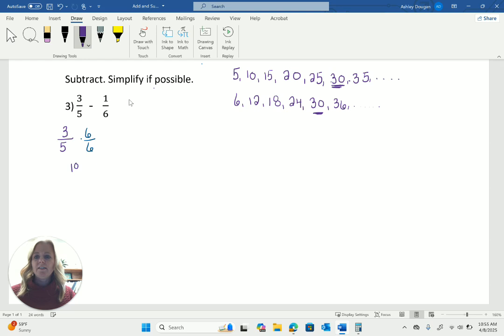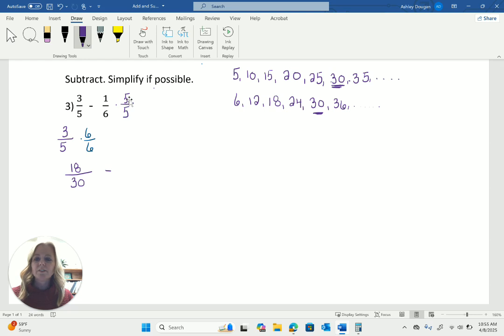6 times 3 is 18. 5 times 6 is 30. So my new fraction would be 18/30. And I'm subtracting. And then I look at the second fraction, it's 1/6. I want this 6 to be a 30. Again, I'm thinking about what can I multiply 6 by that would give me 30. And that's going to be 5.